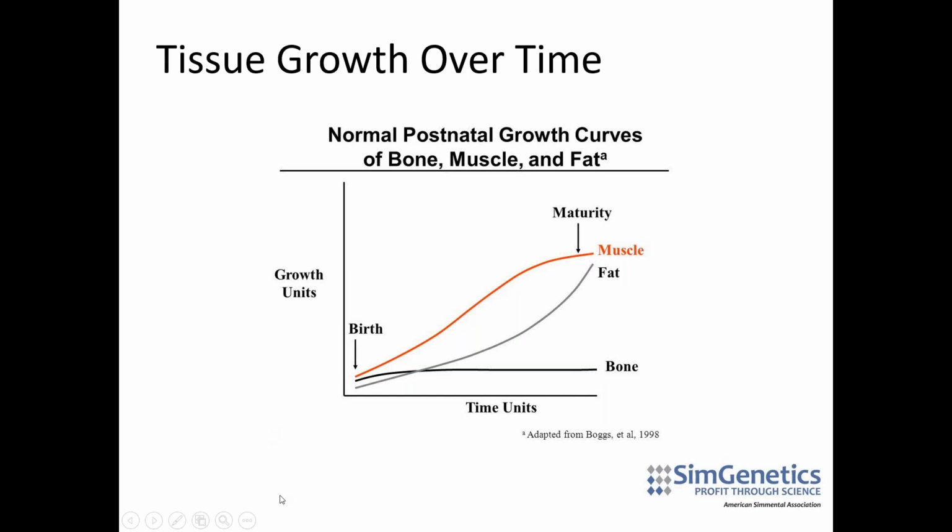And you can substitute finish for maturity and think about this as how your steers are growing. So your steer's bone growth is pretty close to done, right? They're putting on a lot of muscle right now, and as they get closer to being ready for harvest, that's when we're going to see this increase in fat deposition.